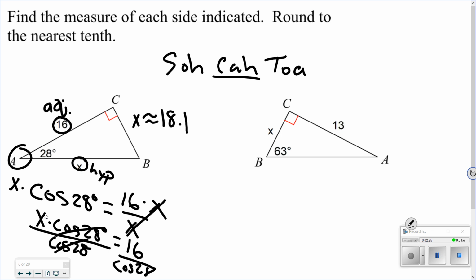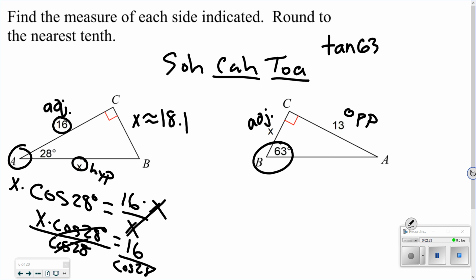Okay, the second triangle. Again, to decide what angle you're going to use, we're going to use angle B. It's a right triangle, so we can use our trig functions. So x is the adjacent side, and 13 is the opposite side. So I've got to pick the right trig ratio. If I look up there, this one is the TOA, the tangent. So I'm going to go the tangent of my angle, which is 63, is equal to the opposite side over the adjacent, excuse me.